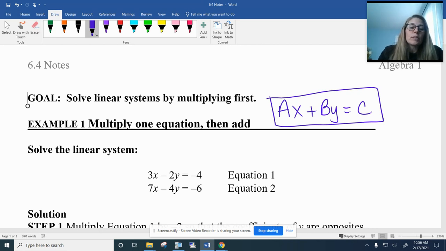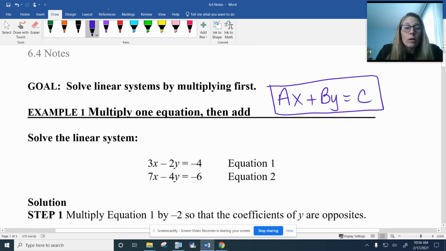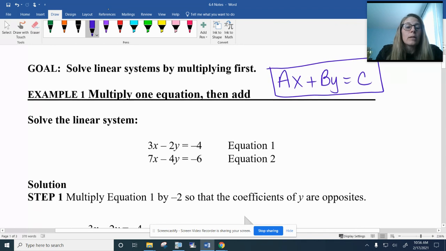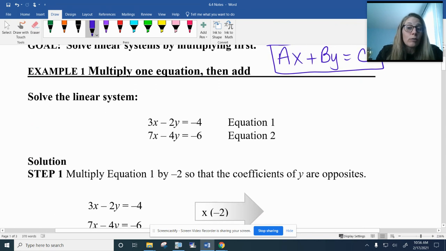So looking at the first system that we have here, we have 3x minus 2y equals -4, which is in standard form. The x and the y are on the left, and the constant is on the right. The second equation is also in standard form. The x and the y are on the left, the constant is on the right. So far we're set up pretty good.